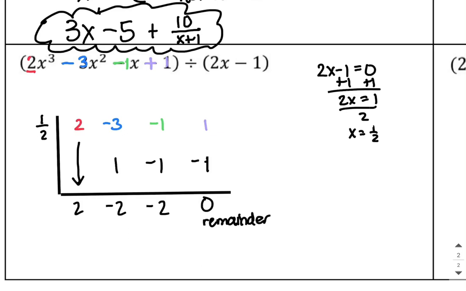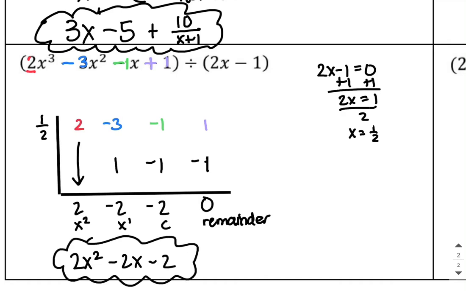The number to the left of that is my constant. The number to the left of that is x to the first power. And the number to the left of that is x to the second power, the coefficients for those terms. And then my final answer is 2x squared minus 2x minus 2 with no remainder.